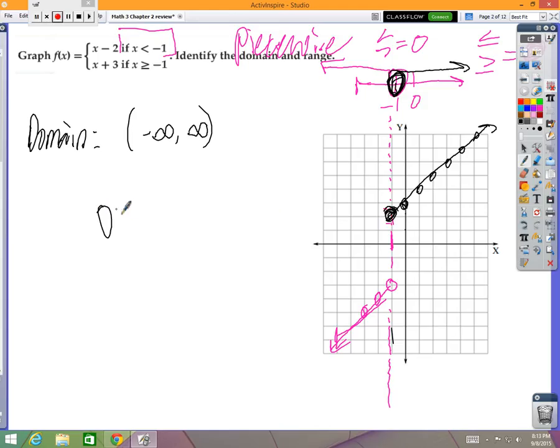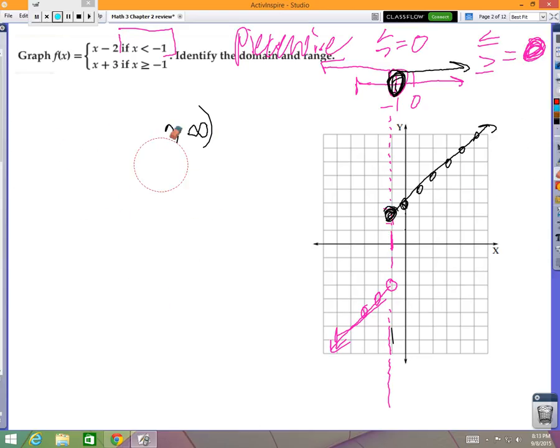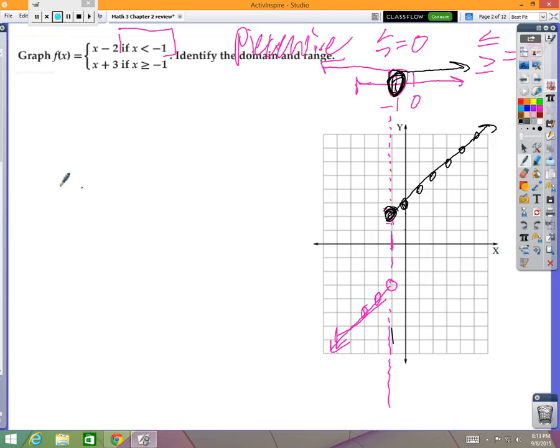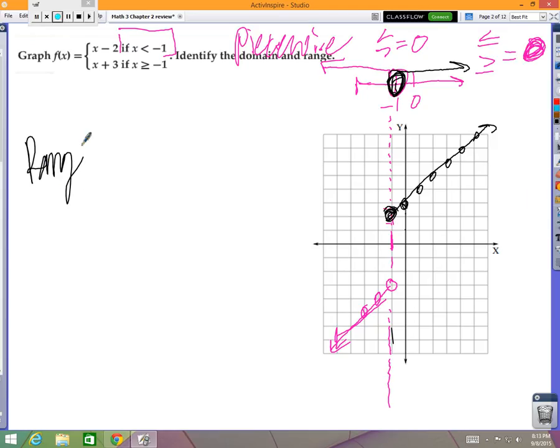Okay, so remember, circled and left unshaded are parentheses. Circled and shaded in are brackets. Okay, my range. The range is how far up and how far down. Alright, so the range, this pink line, it's going to go forever down, and this black line is going to go forever up. So my range is going to go all the way to -infinity.